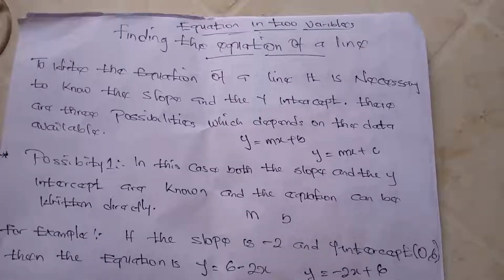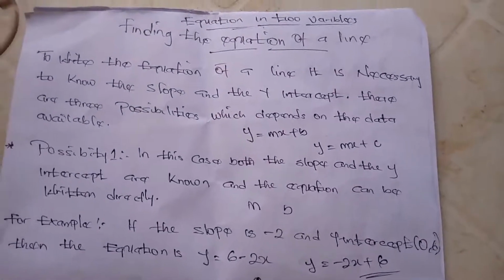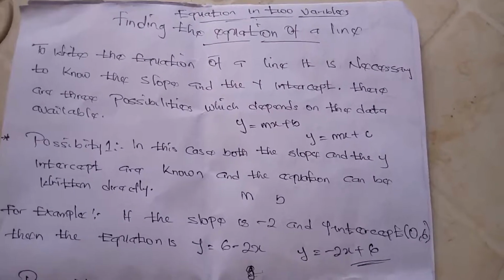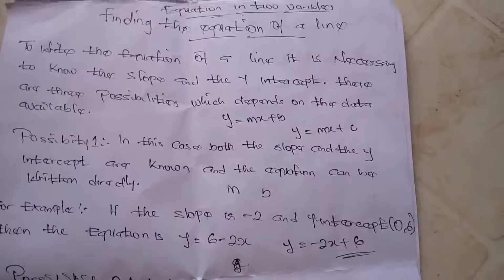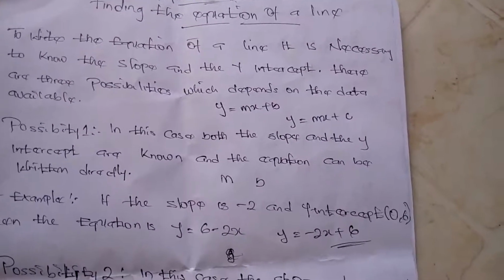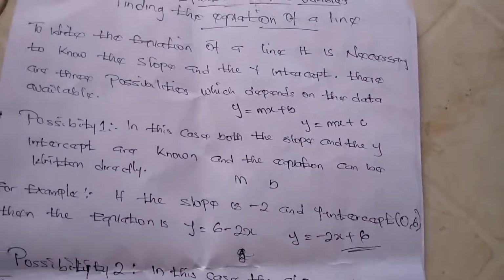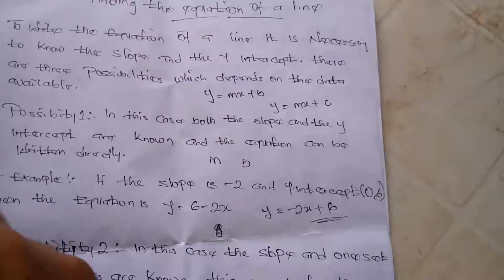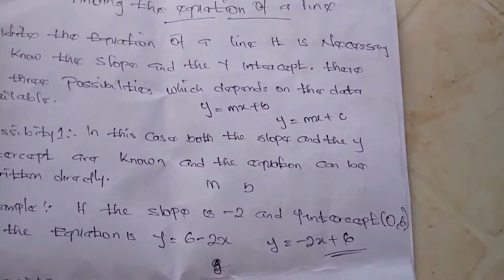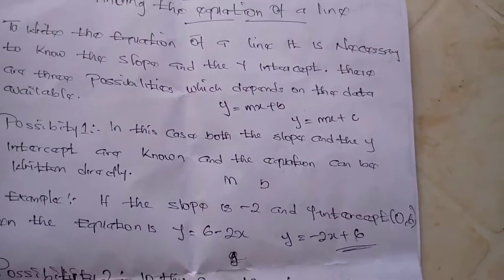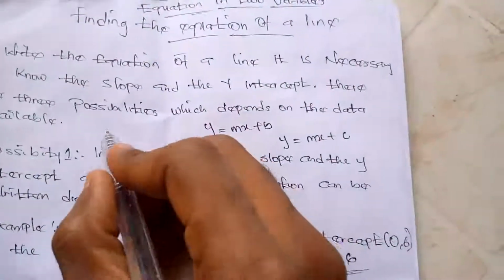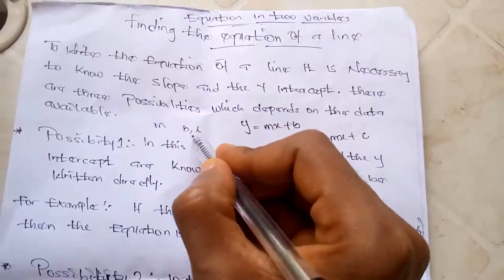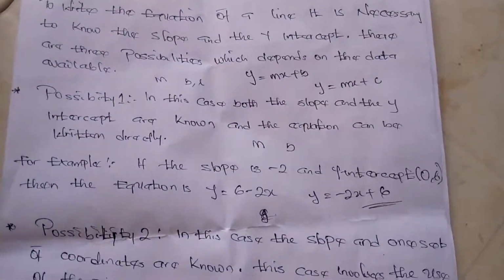To write the equation of a line, it is necessary to know the slope and the y-intercept. There are three possibilities which depend on the data available. To write the equation of a line, we must first know the slope and the y-intercept. Our slope is m, and the y-intercept is b, sometimes c. So, number one possibility.